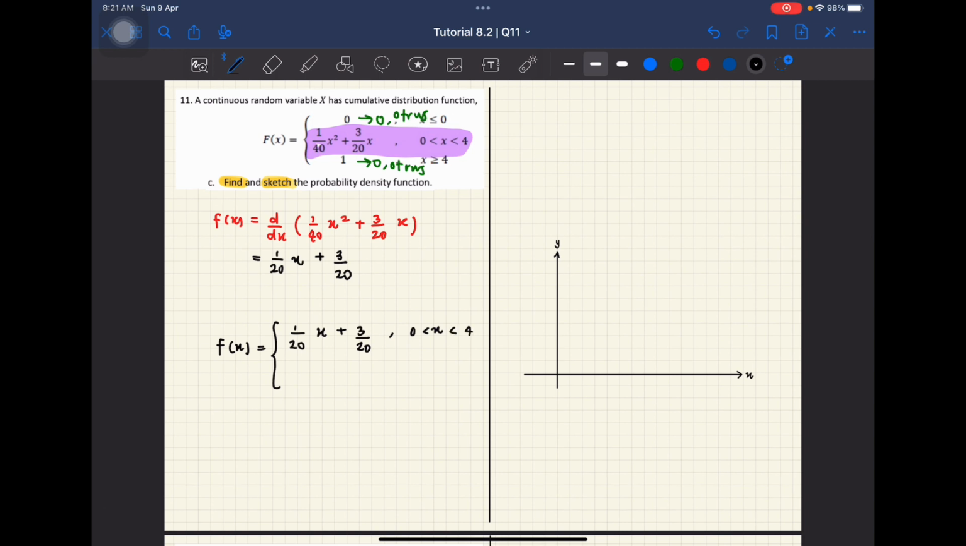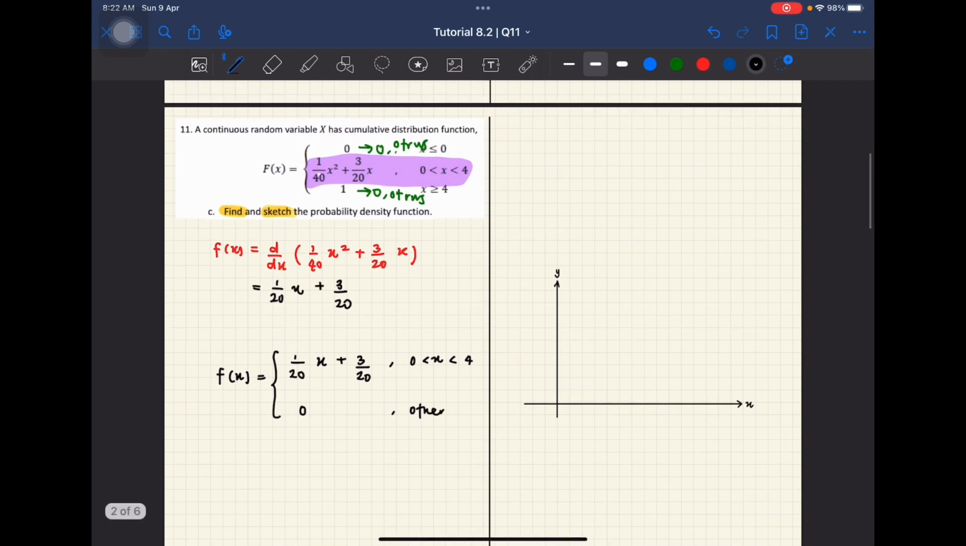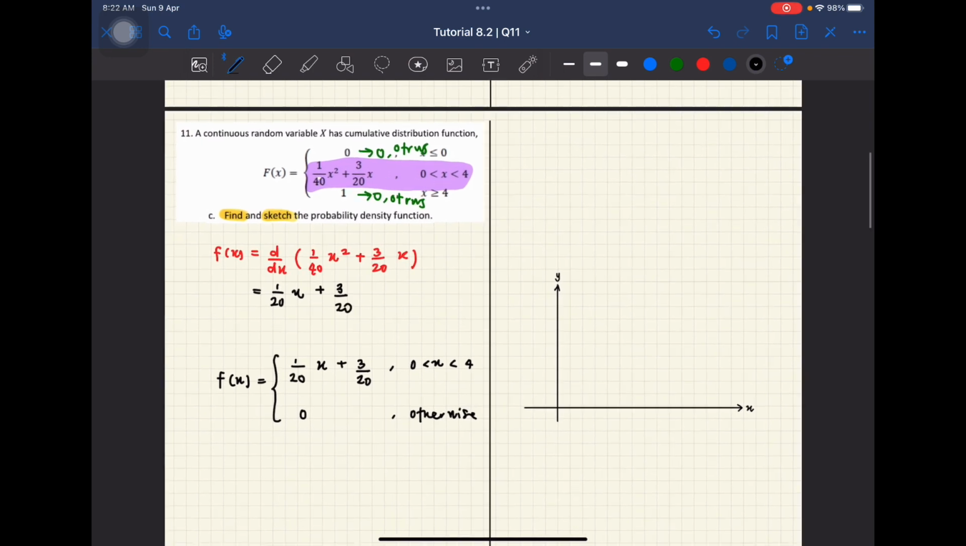Okay, and then lagi satu nak tulis apa? Satu lagi kita akan tulis 0. So the range is otherwise. So maksudnya selain daripada 0 sampai 4 lah. Alright, dah siap. Okay, so jom sekarang kita nak sketch the probability density function.